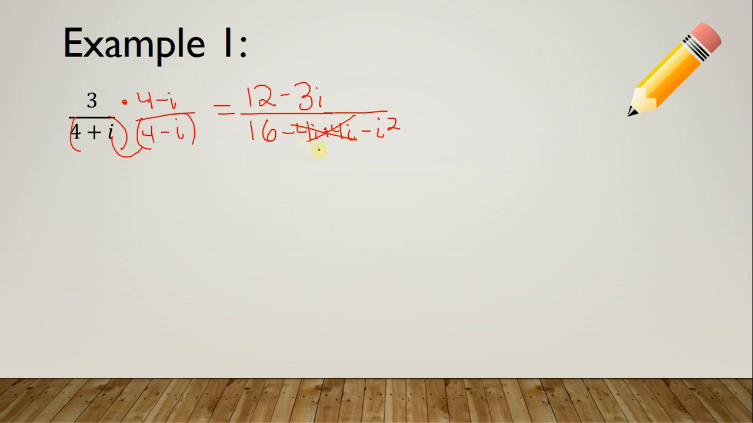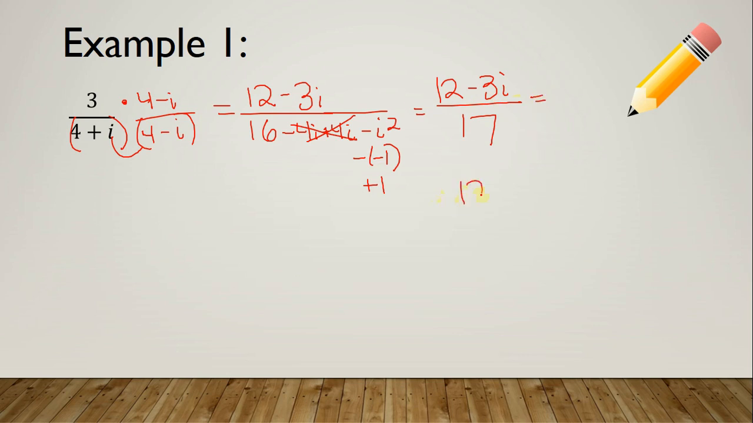If this does not happen, if your I stuff doesn't cancel off in your denominator after you multiplied, you done diddly messed up somewhere. I squared, we've talked about that already. That's just a fancy form of negative 1. So technically I am subtracting a negative 1, aka adding 1, right? So on my denominator, I have 16 plus 1, which is a big old 17. We still have that 12 minus 3i sitting up there.